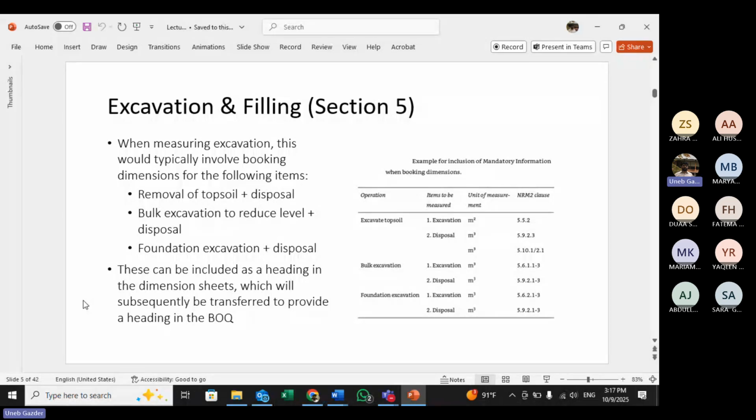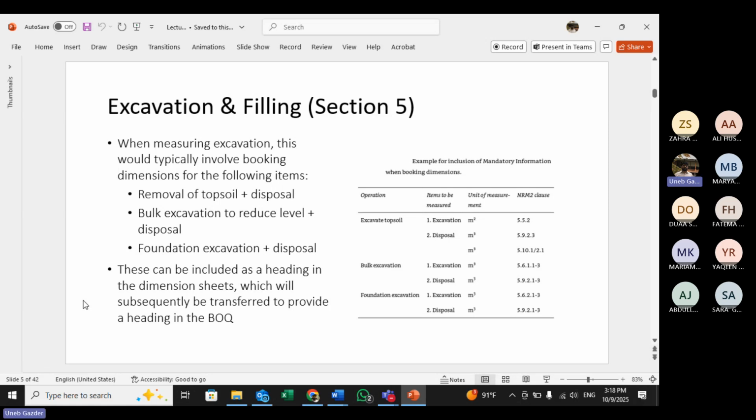So when you are booking the dimensions of excavation, then you need to take into account the removal of the topsoil, as I already mentioned. This is usually undesirable, and we have to dispose of it somewhere because it's not usable. So usually we get rid of it. Then you have the bulk excavation. So bulk excavation is usually slightly deeper.